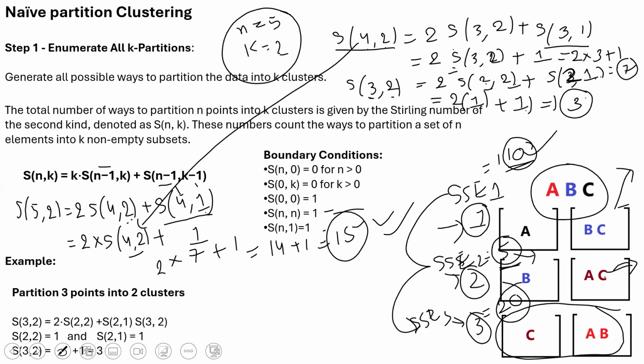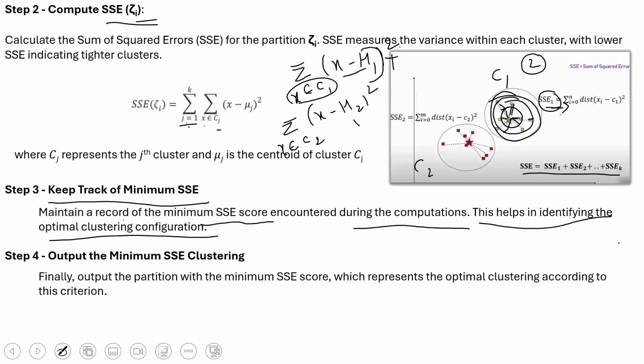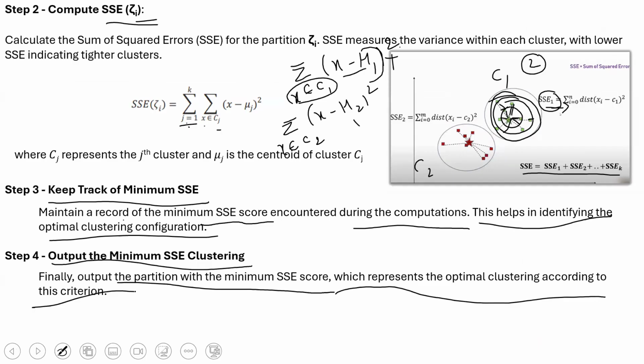Now remove the 10, and keep this 5 and this cluster, and then go to the next enumeration. Calculate the SSE. You got this as 20, which is greater than 5. So you will ignore this. So you keep track of the minimum SSE, and at the end, output the cluster with the minimum SSE. Finally, output the partition with the minimum SSE score, which represents the optimal clustering according to this criterion. Okay, so this is what the naive clustering algorithm is.